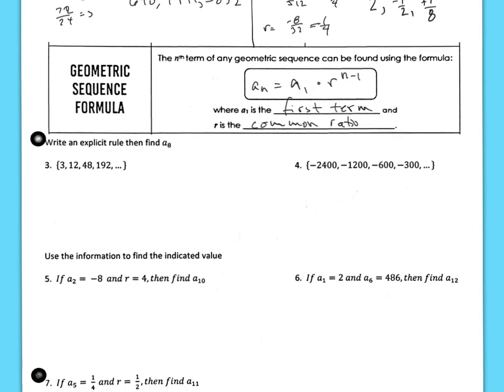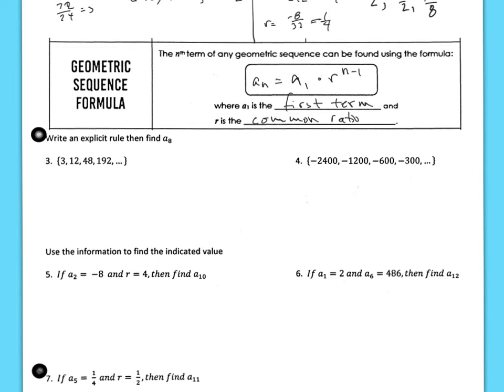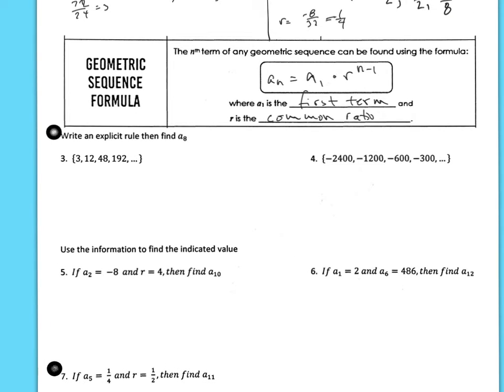Let's try a few times with this. Remember, that formula can be used to find any of those variables. It's not just going to work left to right. For this one, you can tell that our ratio is 4. Then our a sub n is going to be 3 times 4 raised to the n minus 1 power. We're trying to find a sub 8, so we're going to have 3 times 4 to the 7th power. That is a large number, 49,152. I would recommend a calculator for these.